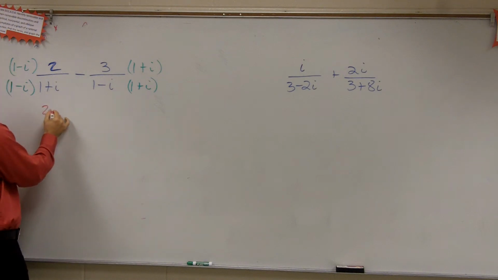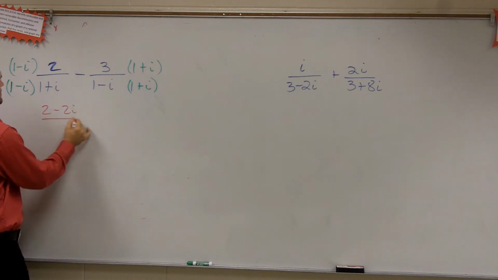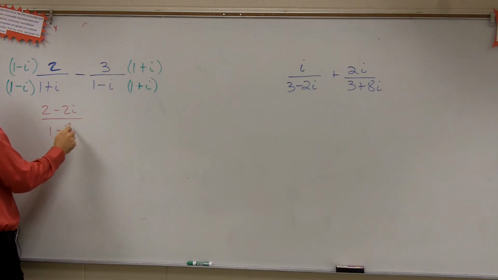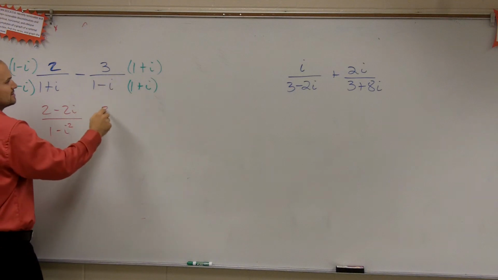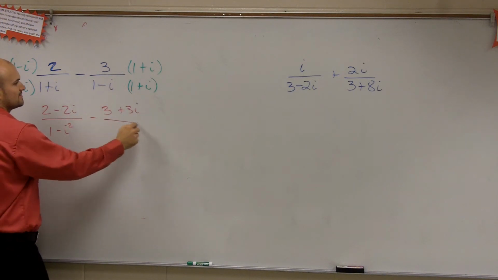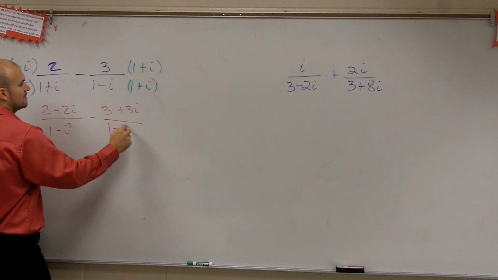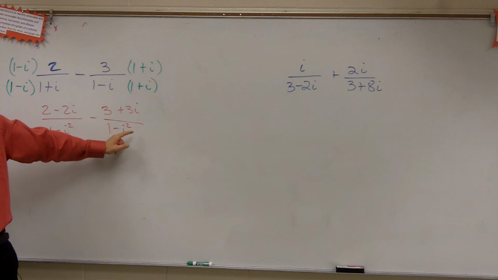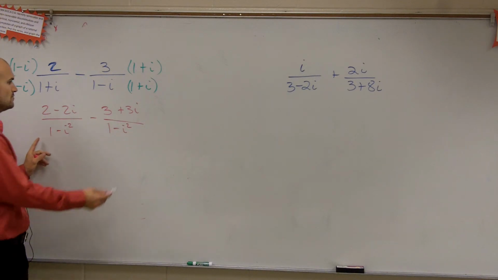And what I get is 2 minus 2i all over, this is a difference of 2 squares, so this should be pretty easy, 1 minus i squared, minus 3 plus 3i. And then this one also is a difference of 2 squares, so it's going to be 1 minus i squared. So 1, remember, i squared is -1. 1 minus a -1 is going to provide us with 2.